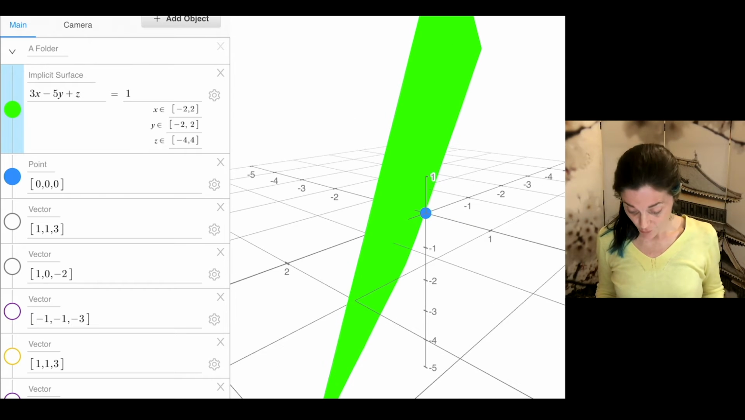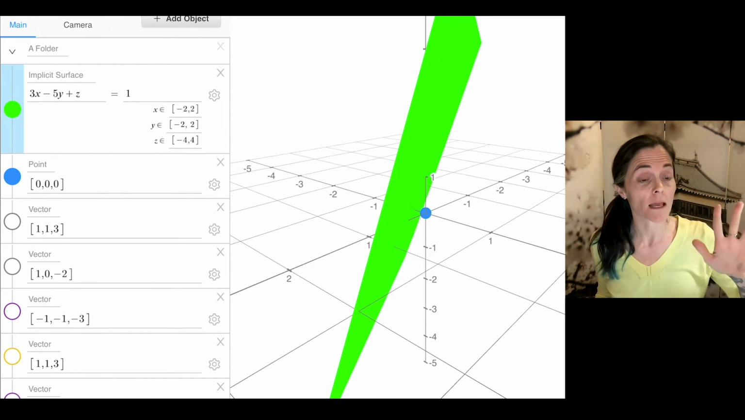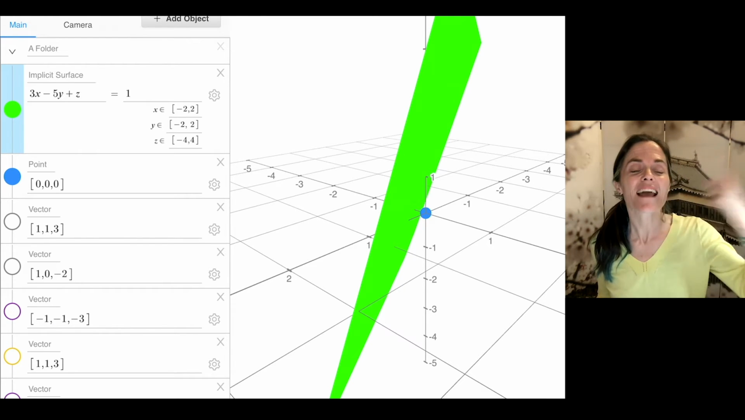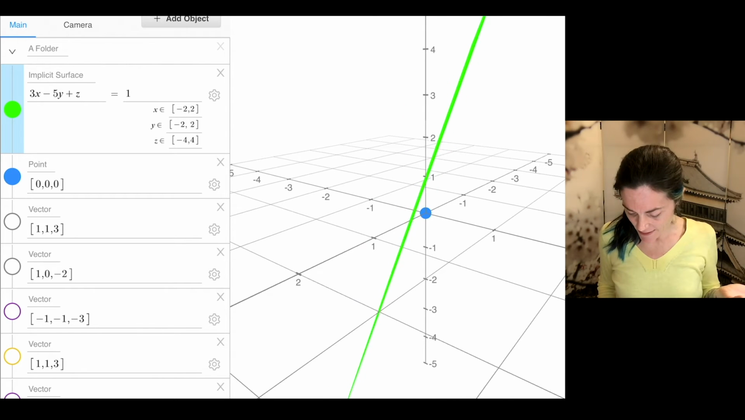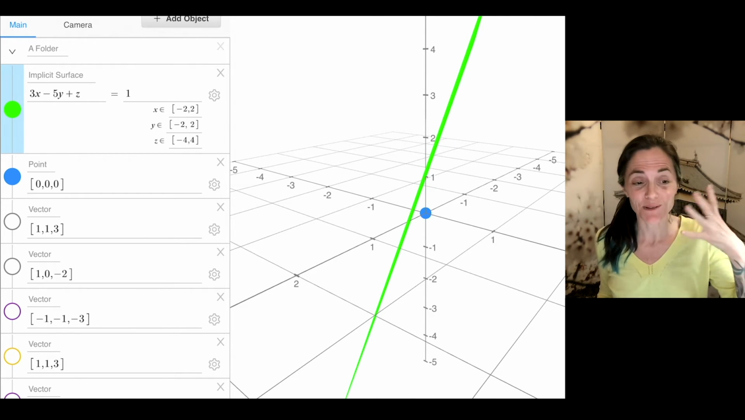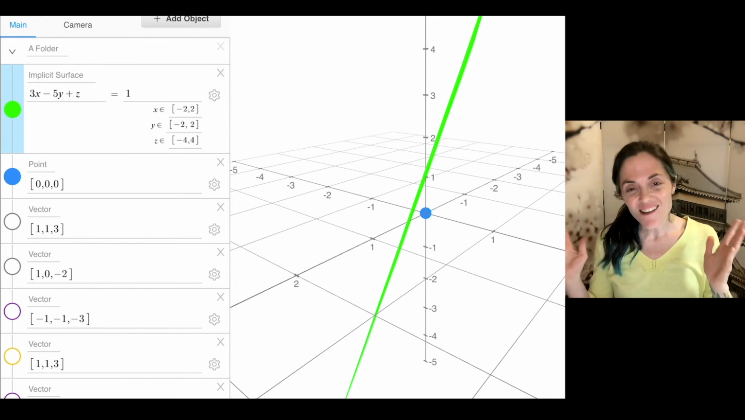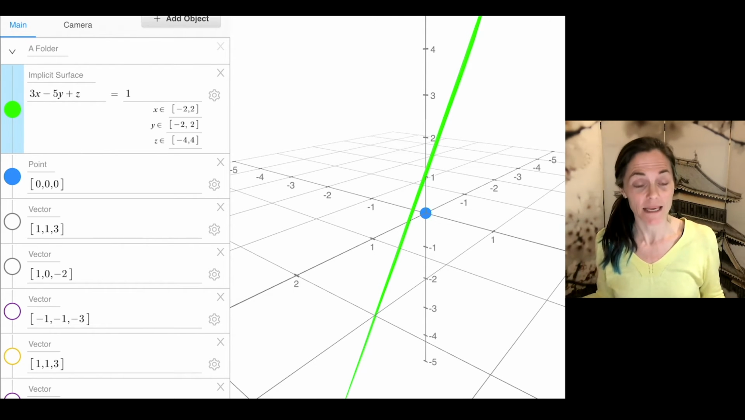What we're looking at in green is exactly this plane in R3. It's the set of x, y, z such that 3x minus 5y plus z equals 1. And we can tell just looking at it, 0 is not on this plane. 0 is the blue dot here. And so this plane is not a subspace, fails the first property. But we can also see that this set is not closed under addition. It is not closed under scalar multiplication.